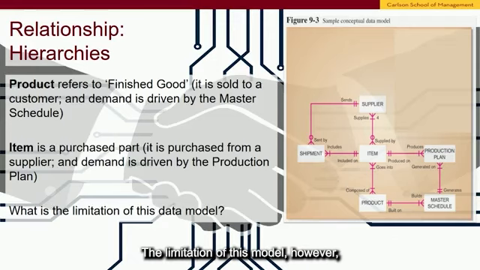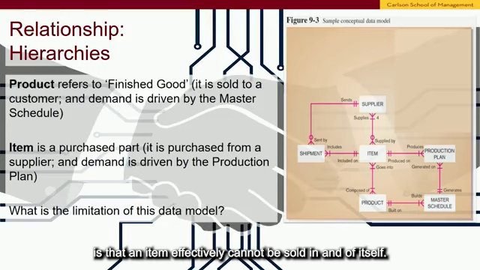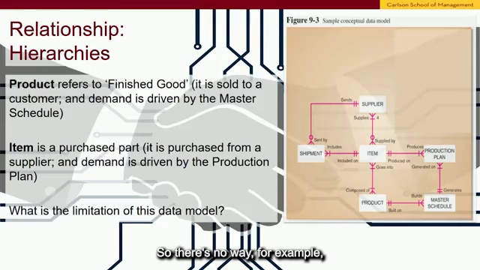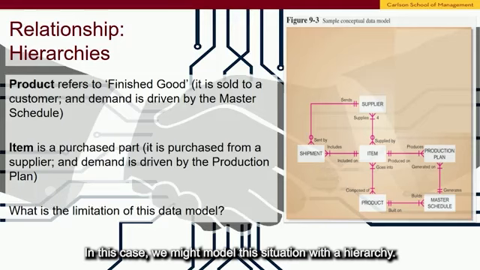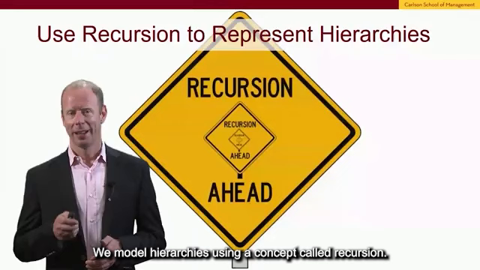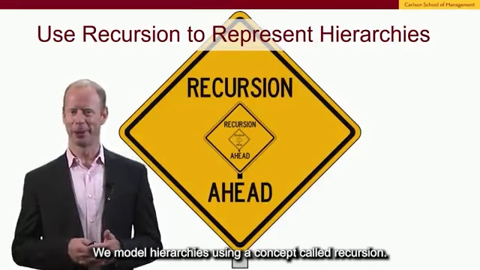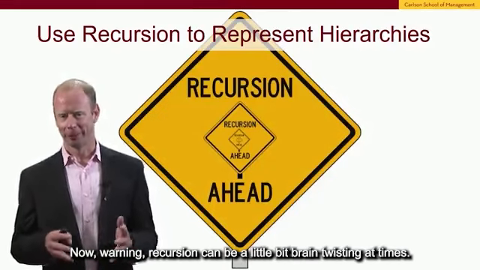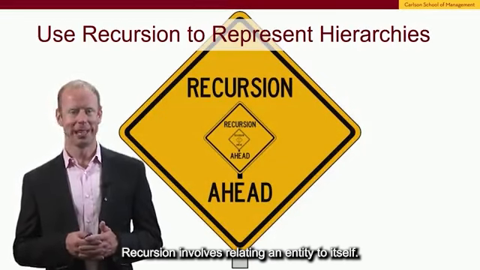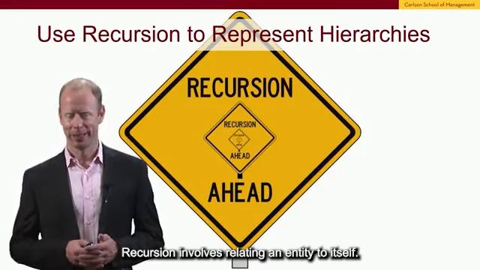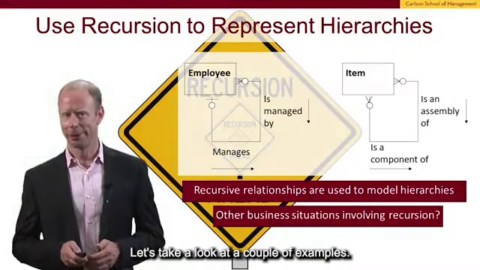The limitation of this model, however, is that an item effectively cannot be sold in and of itself. So there's no way, for example, to sell sunglasses as well as selling, say, replacement lenses for those sunglasses. In this case, we might model this situation with a hierarchy. We model hierarchies using a concept called recursion. Now, warning, recursion can be a little bit brain-twisting at times. Recursion involves relating an entity to itself. Let's take a look at a couple of examples.